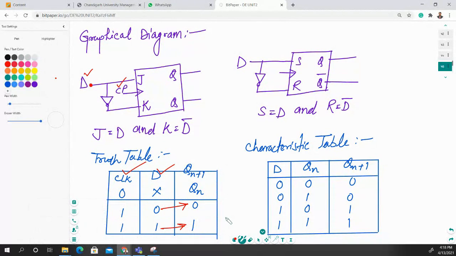So characteristics table, how you can design: you have the two inputs right here. How many possible combinations are there for these two inputs? You can make the possible combinations 0 0, 0 1, 1 0 and 1 1. So from these four possible combinations, you have to design the next step.